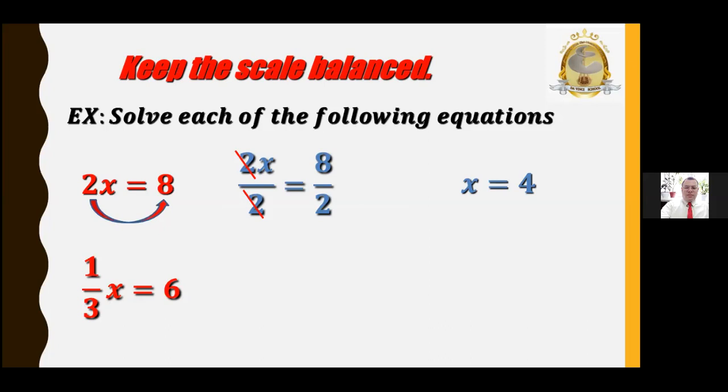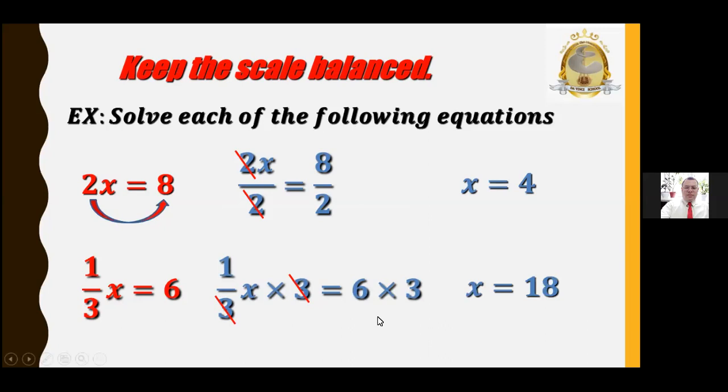Then we will multiply both sides, the right-hand side and the left-hand side, by 3 to keep the variable x alone. Yes, we will cancel the two numbers, the numerator and denominator, 3, to keep this variable alone. Then x equals 6 times 3 equals 18. Then the value of the variable x equals 18.